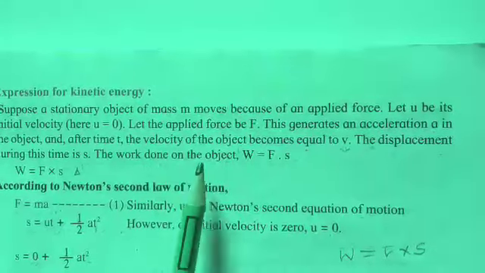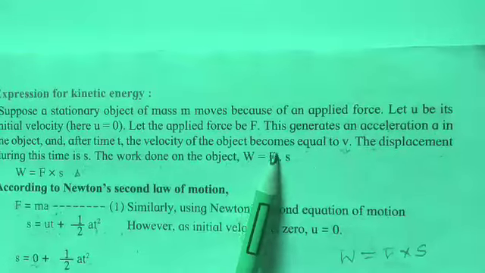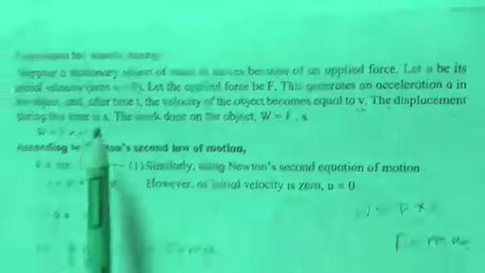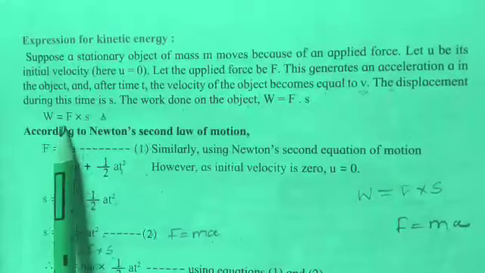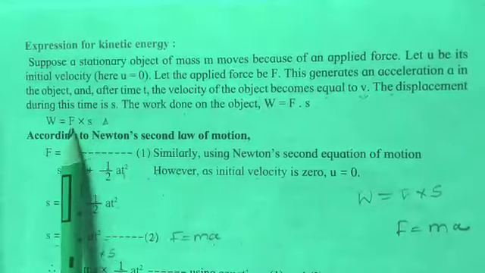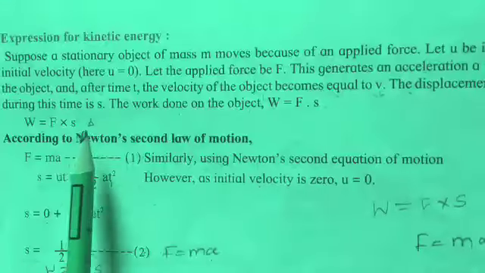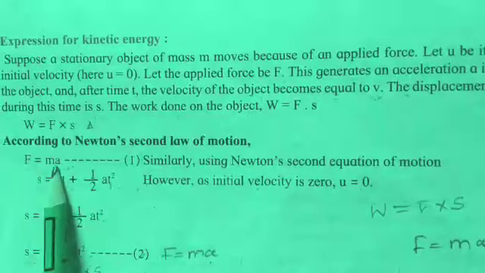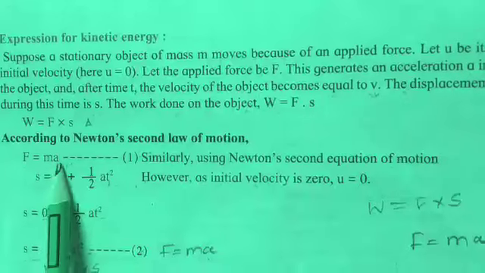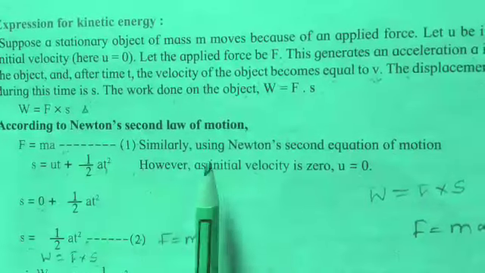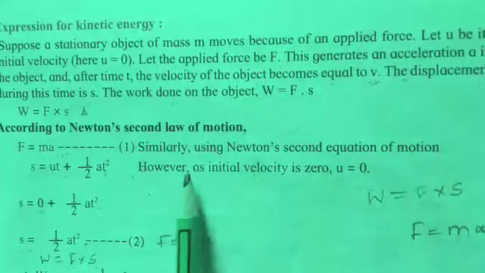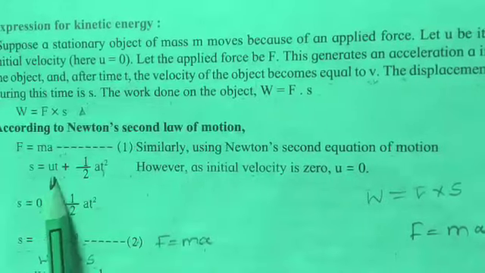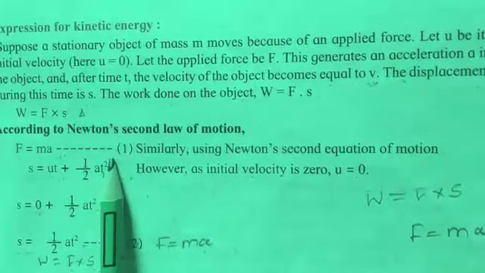The work done on the object, W, is equal to F into s. Our formula is W is equal to F into s. Here F is the force and s is the displacement. According to Newton's second law of motion, F is equal to ma, mass into acceleration. Using Newton's second equation of motion, that is s is equal to ut plus 1/2 at square.